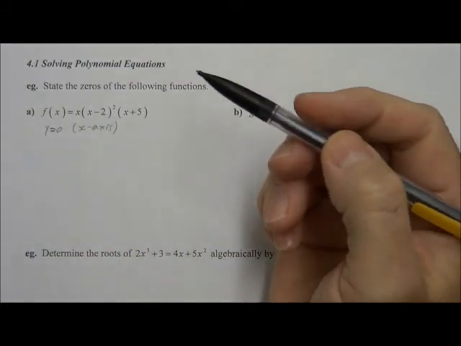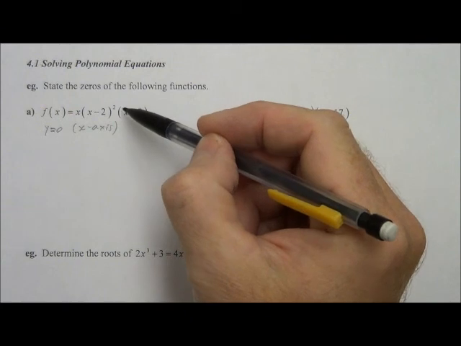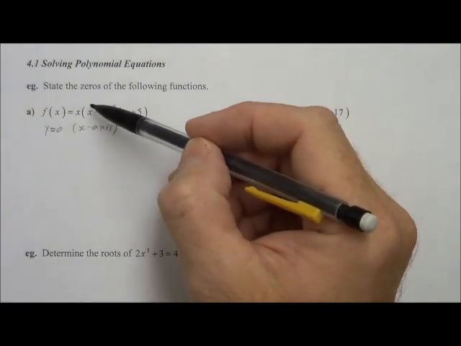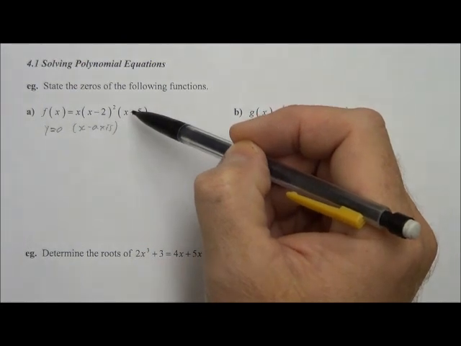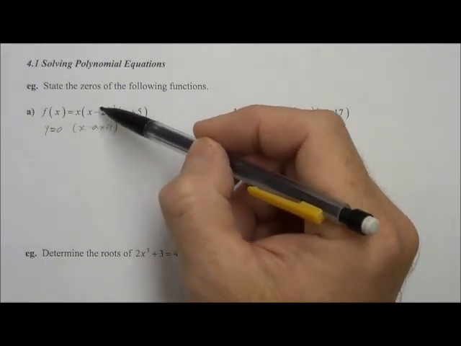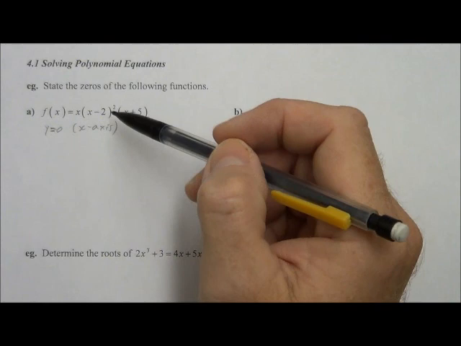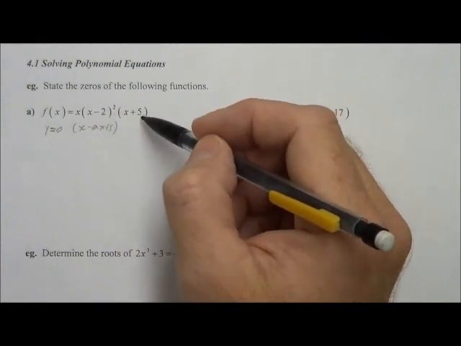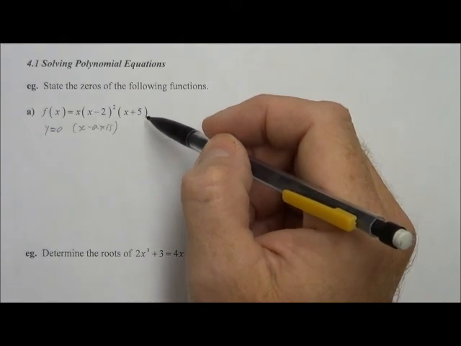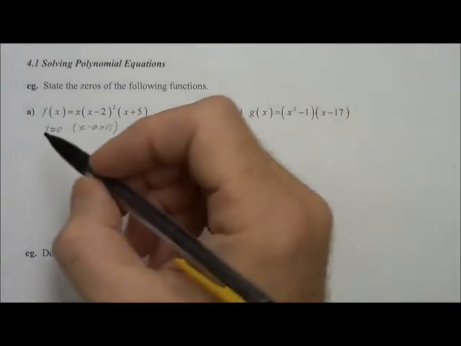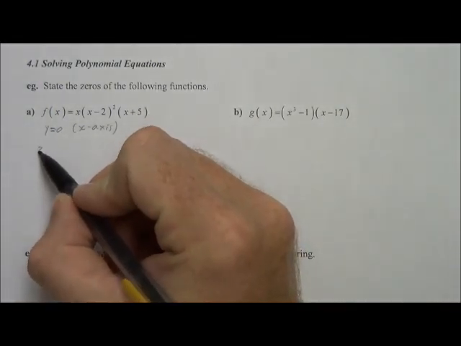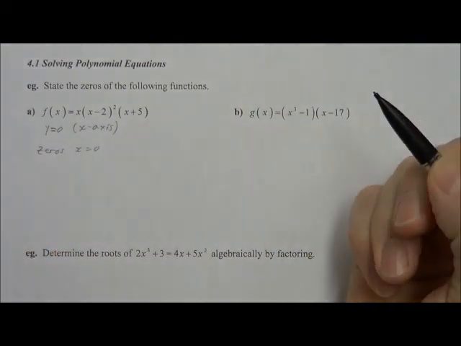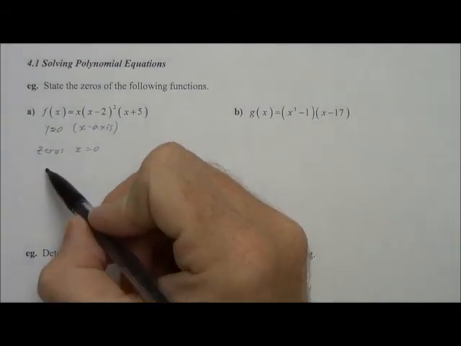So if this entire thing equals 0, and we're multiplying each of these different factors together, and we get 0, that means that either x equals 0, or x minus 2 squared equals 0, or x plus 5 equals 0. Okay, so for the zeros now, we see quite plainly that x equals 0.